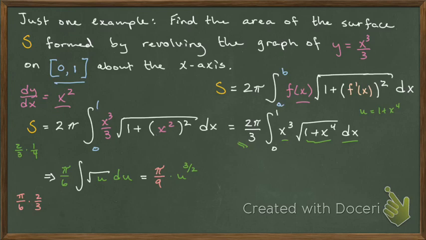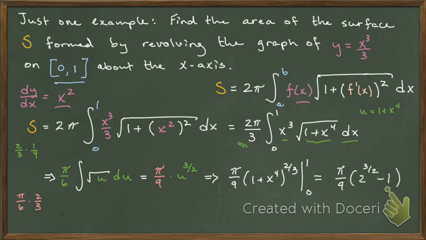Then I see the u to the 3/2, and replace u to be able to use my fundamental theorem of calculus. Replace u with 1 plus x to the 4th, plug in 1 and plug in 0, which all numbers crunched breaks down to pi over 9 times 2 to the 3/2 minus 1.